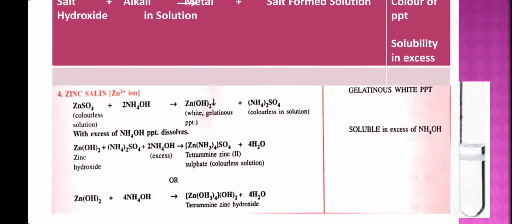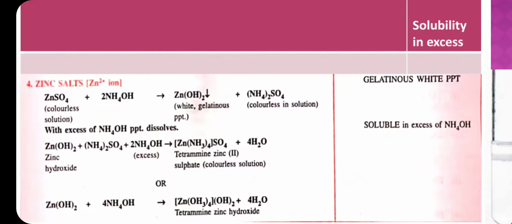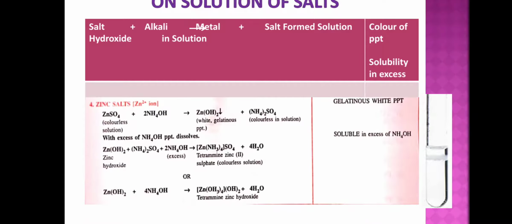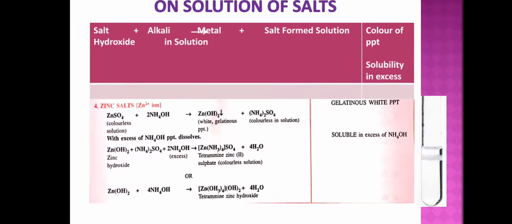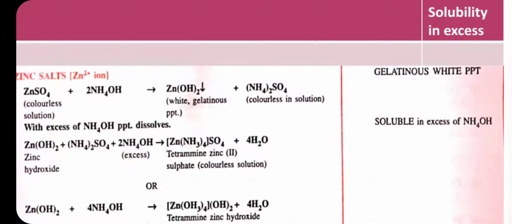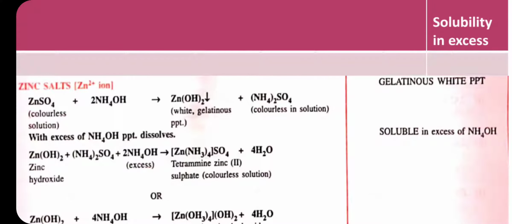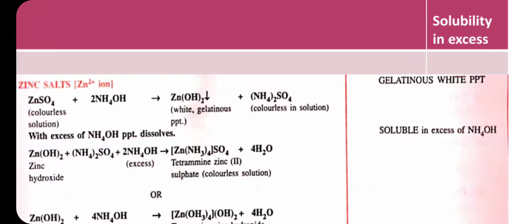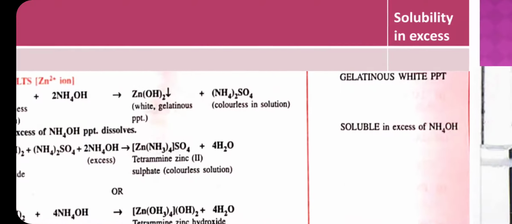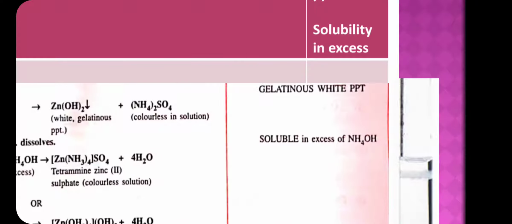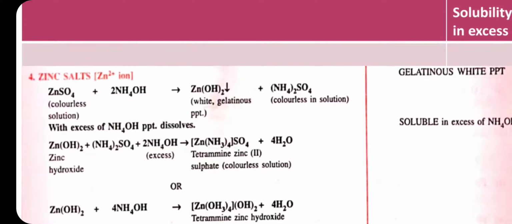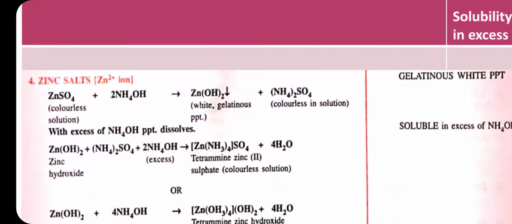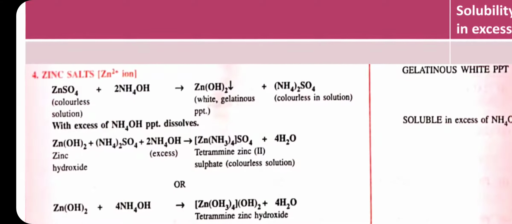Okay, now let us see zinc salts. When zinc salts are made to react with ammonium hydroxide, we get a white gelatinous precipitate of zinc hydroxide. This white precipitate is soluble in excess of ammonium hydroxide. So if excess of ammonium hydroxide is added, this white precipitate will dissolve. So zinc gives us a gelatinous white precipitate which is soluble in excess of ammonium hydroxide.